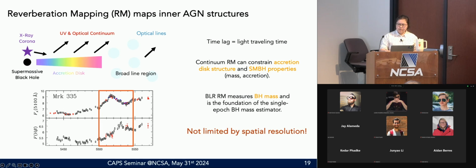Yeah. So the important thing is this is not limited by spatial resolution, and in theory you can monitor any type 1 AGN if you have the time and resources, of any redshift. So even though at higher redshift the lag will be time dilated by a factor of 1+z.